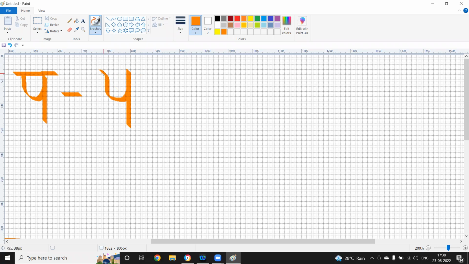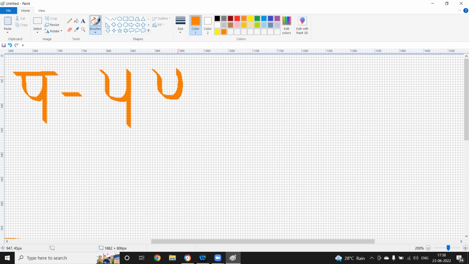Now in the beginning, this curve that you see is a very symbolic curve. So I'm not going to draw it like this. This is not the curve that we are drawing in the beginning. It's a very symbolic one. Just curl your pen a little in the beginning and then a straight line.